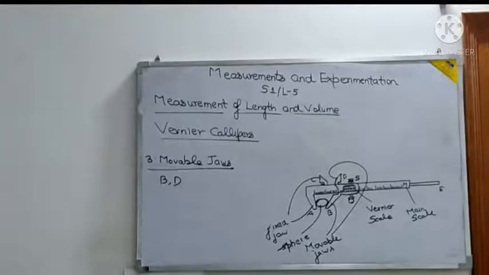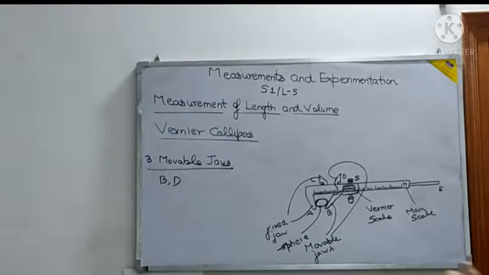See, when the vernier scale is pushed towards A and C, as B touches A, the straight side of D will touch the straight side of C. Okay, that is the thing.